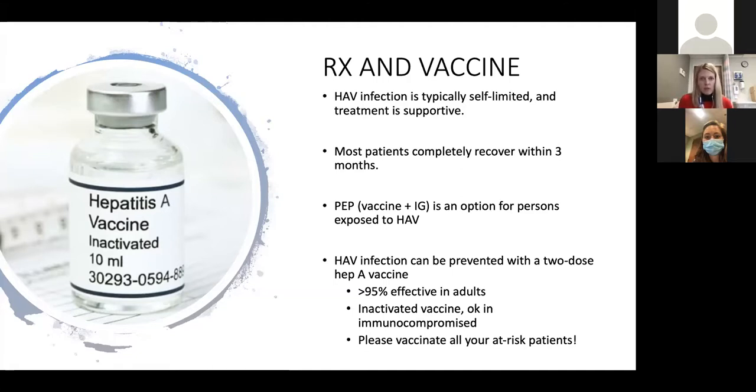It's a 2-dose vaccine. It's given at 0 and 6 months, and it's greater than 95% effective in adults. And even just getting 1 shot in confers about a 90% protection. So even if you can just get that 1 shot in, that is helpful. And in patients who are at high risk, I just vaccinate. I don't even check for IgG because sometimes these folks have poor follow-up, and it's best to just get vaccine in them when you can.